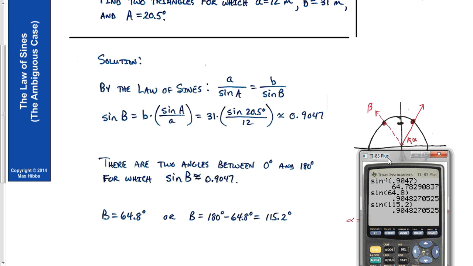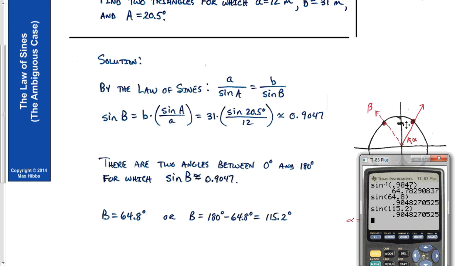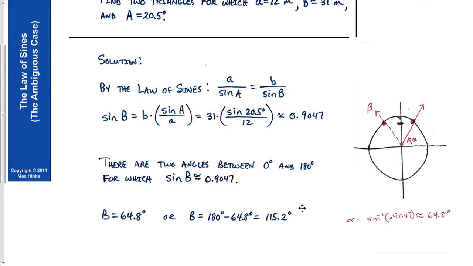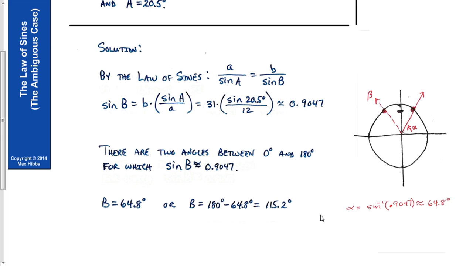That's the point that I'm trying to make. This is where the y value of 0.9047 is. And there's two angles that have that sine value. Okay, there's two different angles that have that sine value. So that is the ambiguity here.